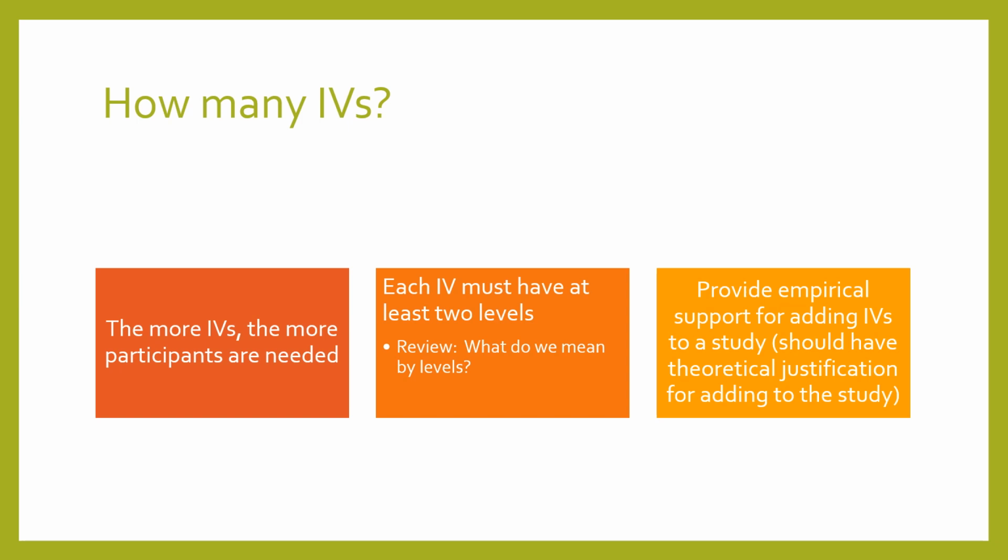Additionally, something else to consider is that each independent variable you include has to have at least 2 levels to them. So what do we mean by levels? When we're talking about levels, we're talking about the different conditions of the independent variable. So in the Asch example, it was either being in the room with confederates giving the correct answer, or being in the room where confederates were giving the incorrect answer. So those are the 2 different levels or conditions of the independent variable.